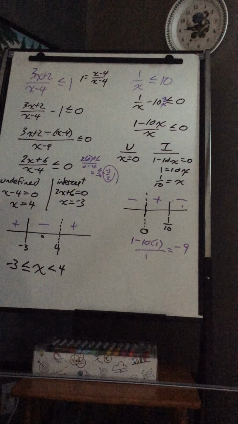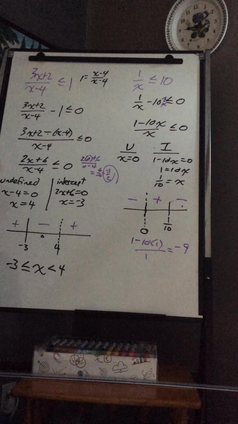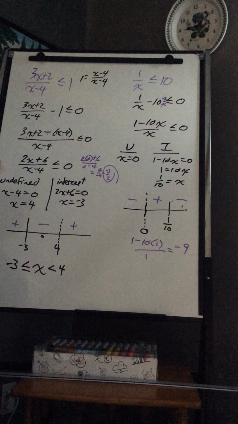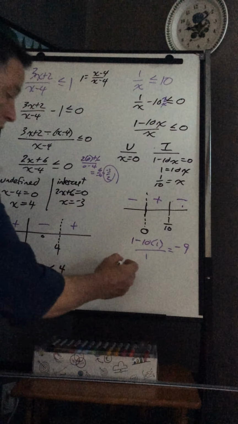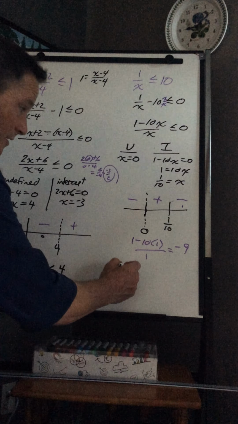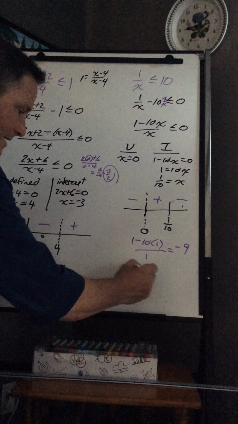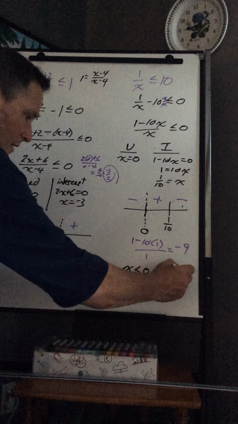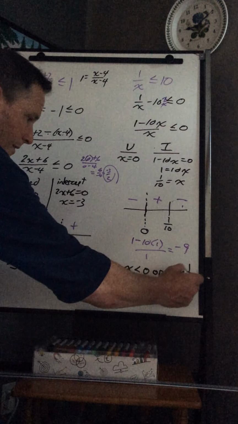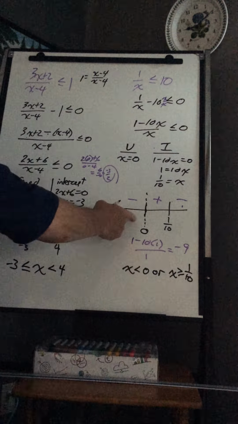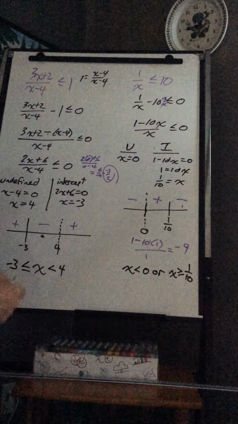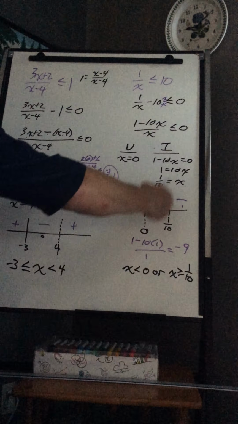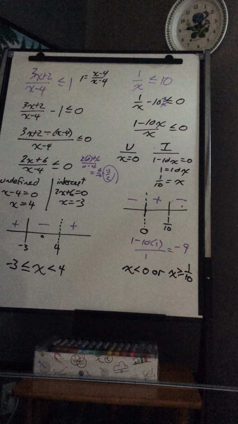On the other side, we want to know, again, less than or equal to. So I have x less than 0 or x greater than or equal to 1/10. Now the less than, again, comes in because this is an undefined spot. This is greater than or equal to because of the solid line, and it's a possible value.